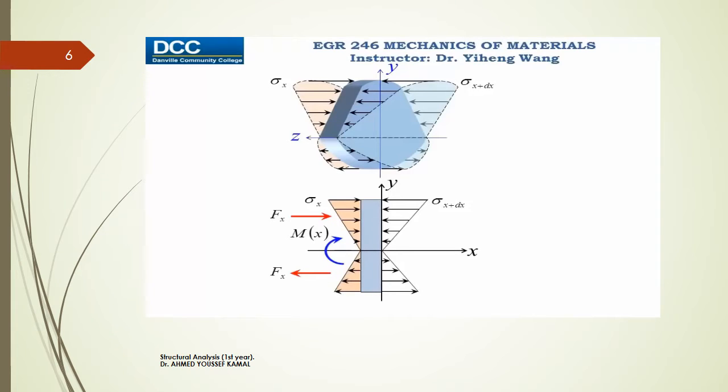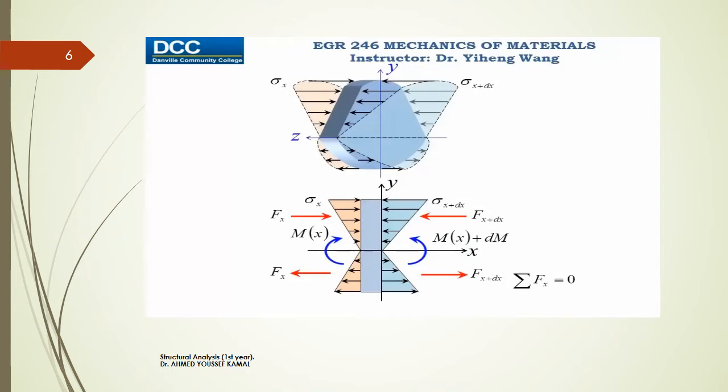Similarly, if we integrate this part of the bending stress, we get a force Fx plus dFx. If we integrate this part of the bending stress, we get another force with the same magnitude, opposite direction. These two forces cancel each other out in magnitude. Therefore, they create a pure couple moment that equals the bending moment at this location. And the resultant force along the x direction is still 0. This is all agreeing with our previous analysis.